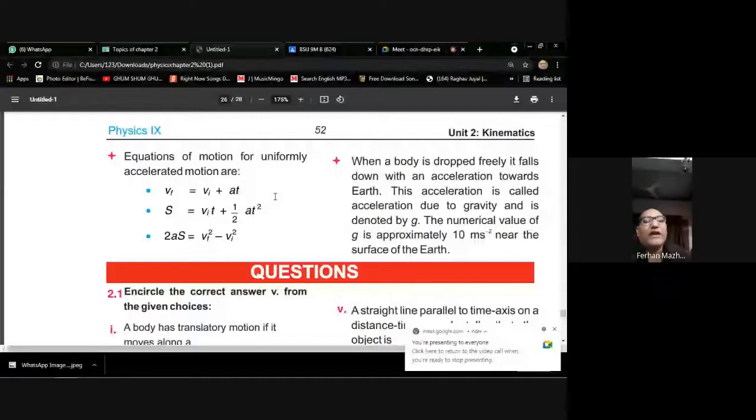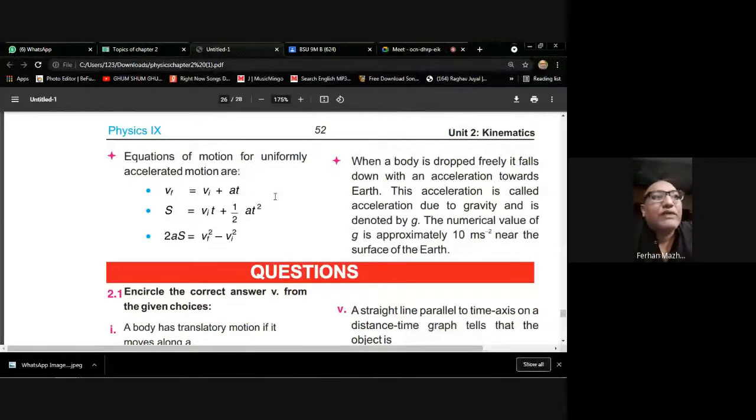Right now, I am with the 9 Matric class, and the subject we are studying is physics. We are on the second chapter of the physics. We have completed this chapter, and today we will start solving its numerical problems. Before we go into solving the numerical problems, as you can see on your screen, it's showing up.